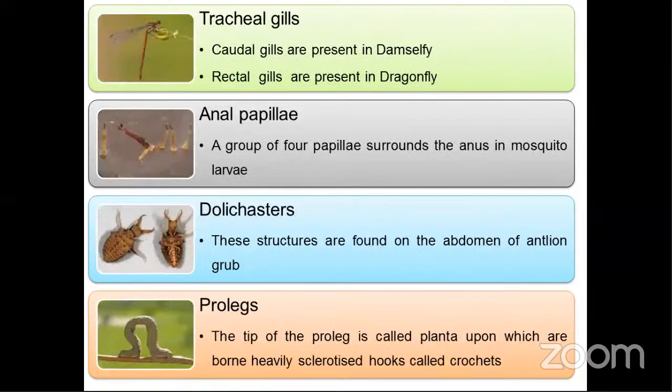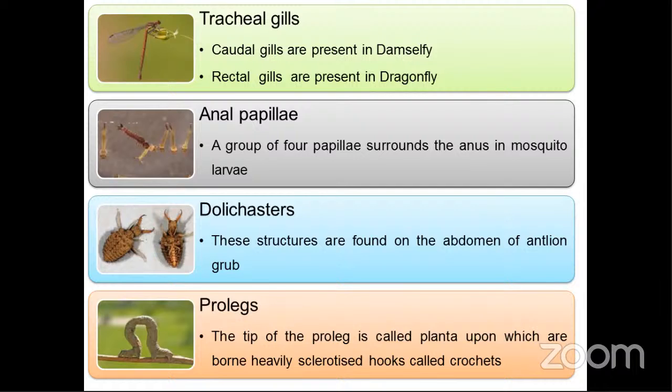Next, abdominal appendages in immature insects. These include tracheal gills, anal papillae, dolichostris and prolegs. Tracheal gills are present in nymphs. Anal papillae are present in mosquito larvae, which is an immature stage, and like that also in grubs of ants. Then dolichostris, and like that prolegs.